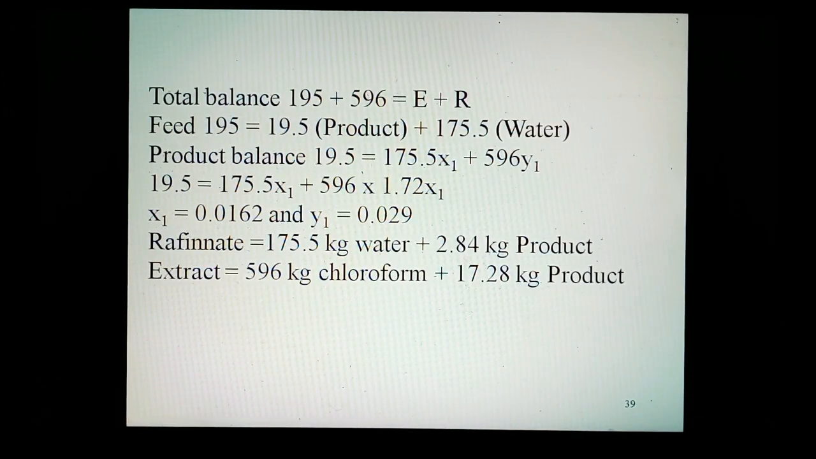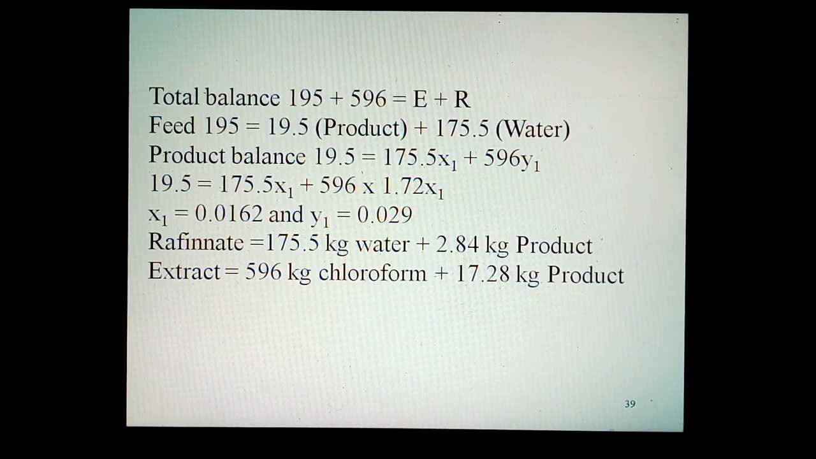Total balance: 195 plus 596 equals E plus R. Feed 195 equals 19.5 kilograms of product plus 175.5 kilograms of water. Product balance: 19.5 equals 175.5 of X1 plus 596 Y1. 19.5 equals 175.5 of X1 plus 596 × 1.72 of X1. Hence X1 equals 0.0162 and Y1 equals 0.029.